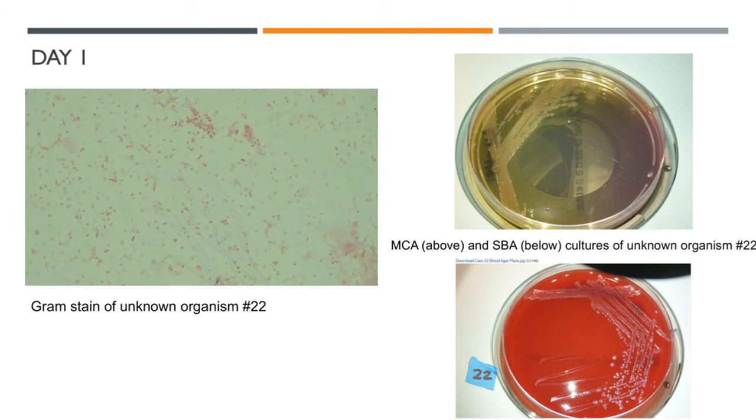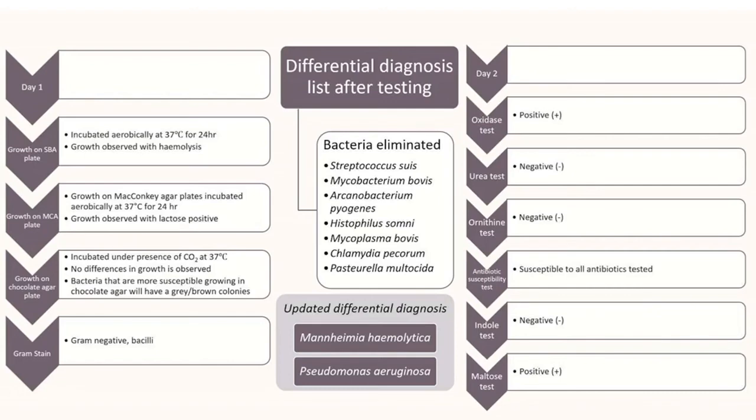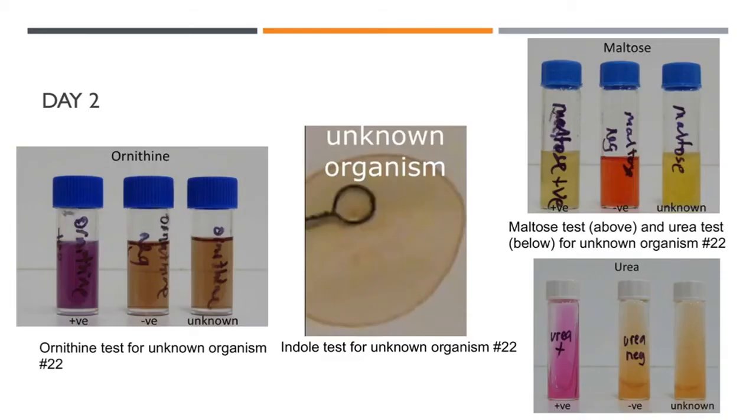On the sheep blood agar plate, we can see growth with hemolysis. On the MacConkey agar plate, we can see growth with lactose positive. As for chocolate agar plate, no difference in growth is observed. As for gram stain, a pink color indicating gram-negative bacilli is observed. After the tests done on day 1, a number of differential diagnoses are eliminated, leaving 2 possible bacteria, Mannheimia haemolytica and Pseudomonas aeruginosa.